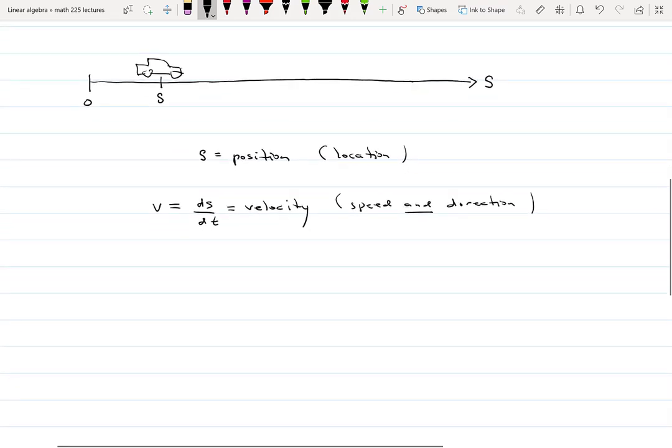Okay. So if we're on a road, then V greater than zero means moving to the right, or the positive direction, or if it's up and down, up. V less than zero means moving left, moving in the negative direction, or moving down, etc.